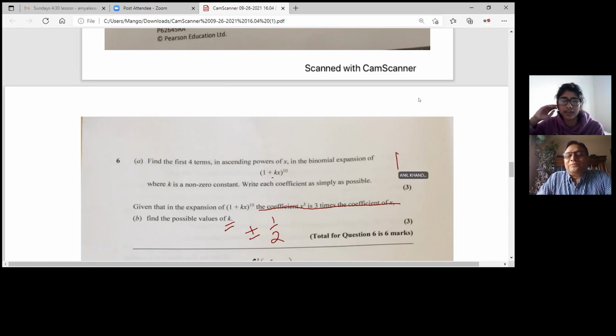0 doesn't make sense, right? If it is 0, it is 1 to the power of 10, correct? So it doesn't make sense. So plus minus half, both answers should be reported. Is it okay?